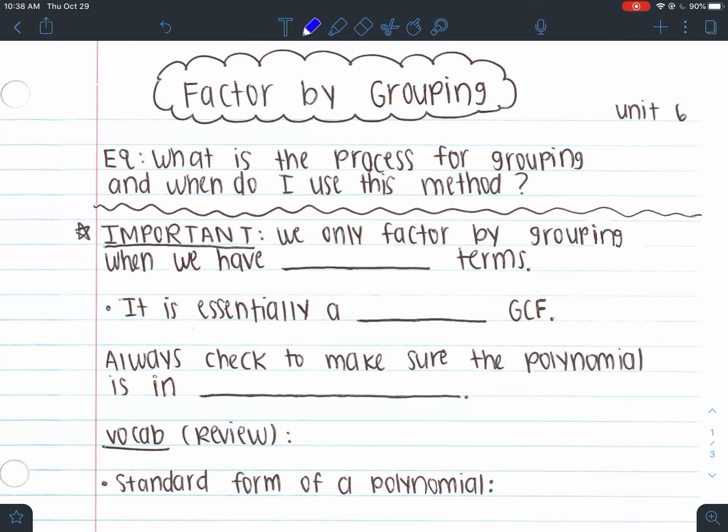So we kind of learned the basics yesterday of factoring out a greatest common factor, and we're going to use that same knowledge to factor by grouping. So what is the process for grouping, and when do I use this method?